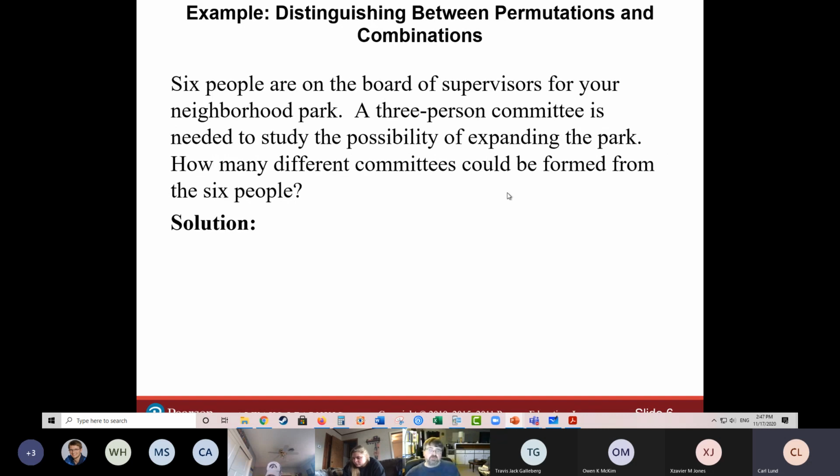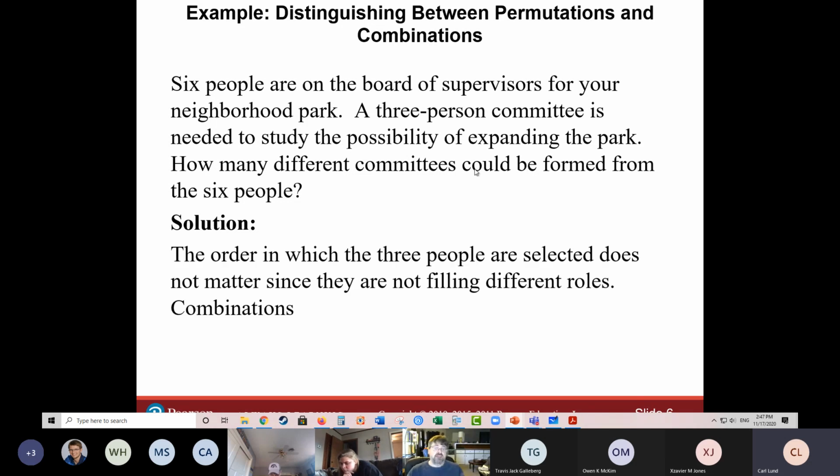6 people are on the board of supervisors for your neighborhood park. A 3-person committee is needed to study the possibility of expanding the park. How many different committees could be formed from the 6 people? In other words, how many different ways can we choose 3 out of 6? Here, it doesn't matter who's picked first, second, or third for the committee. So this is a combination problem. They're not filling different roles. They all have the same equivalent role. They're committee members.